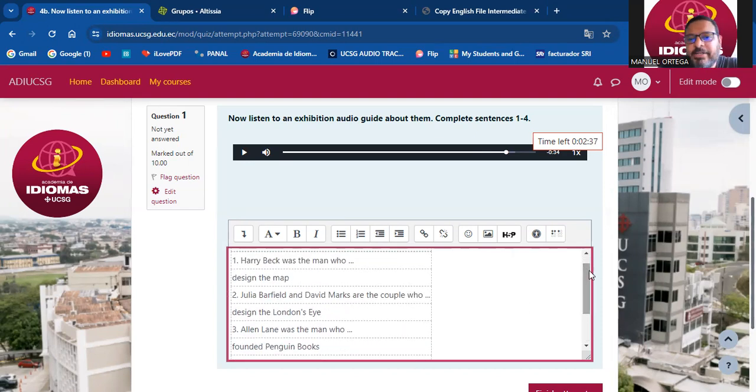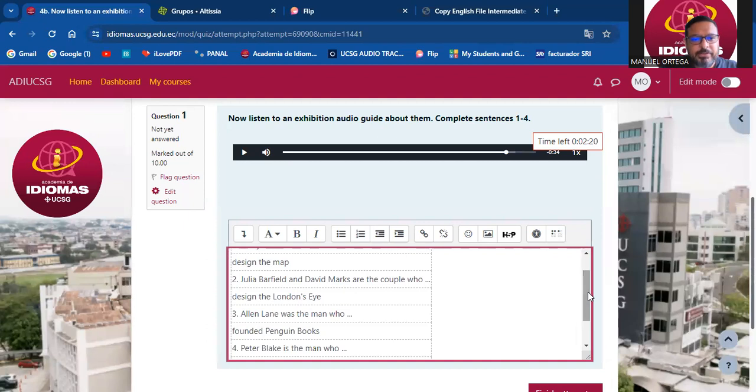I'm gonna leave it there. Number one, we're gonna complete it only with Henry Beck was the man who designed the map of the underground train or metro in UK, but we put only the keywords, design the map. Number two, Julia Barfield and David Marks are the couple who designed the London Eye.